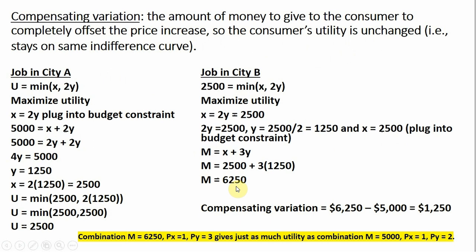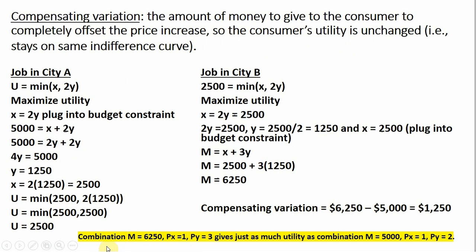And we see that the person would need $6,250 in city B to compensate for those higher prices to maintain their same level of utility as found in city A. So the compensating variation, by definition, would be this calculation, $1,250. The consumer would need an extra $1,250 in city B to compensate for the higher price of good Y.